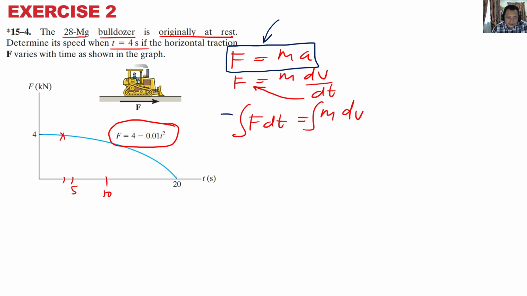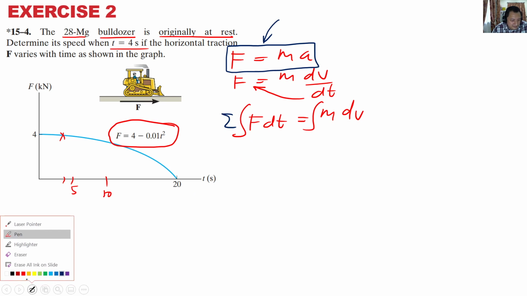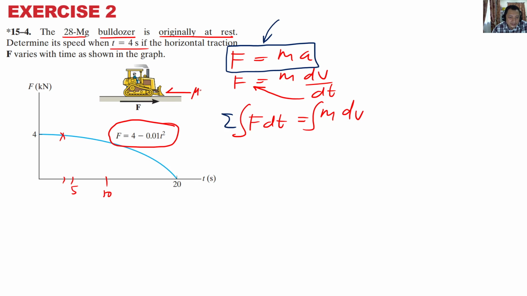Okay, so let's solve it. F is equal to that one. So F goes to the right. Any friction, kinetic, any resistance? Nothing. So just plug in this one. 4 minus 0.01 t squared dt. Integrate from 0 until 4.